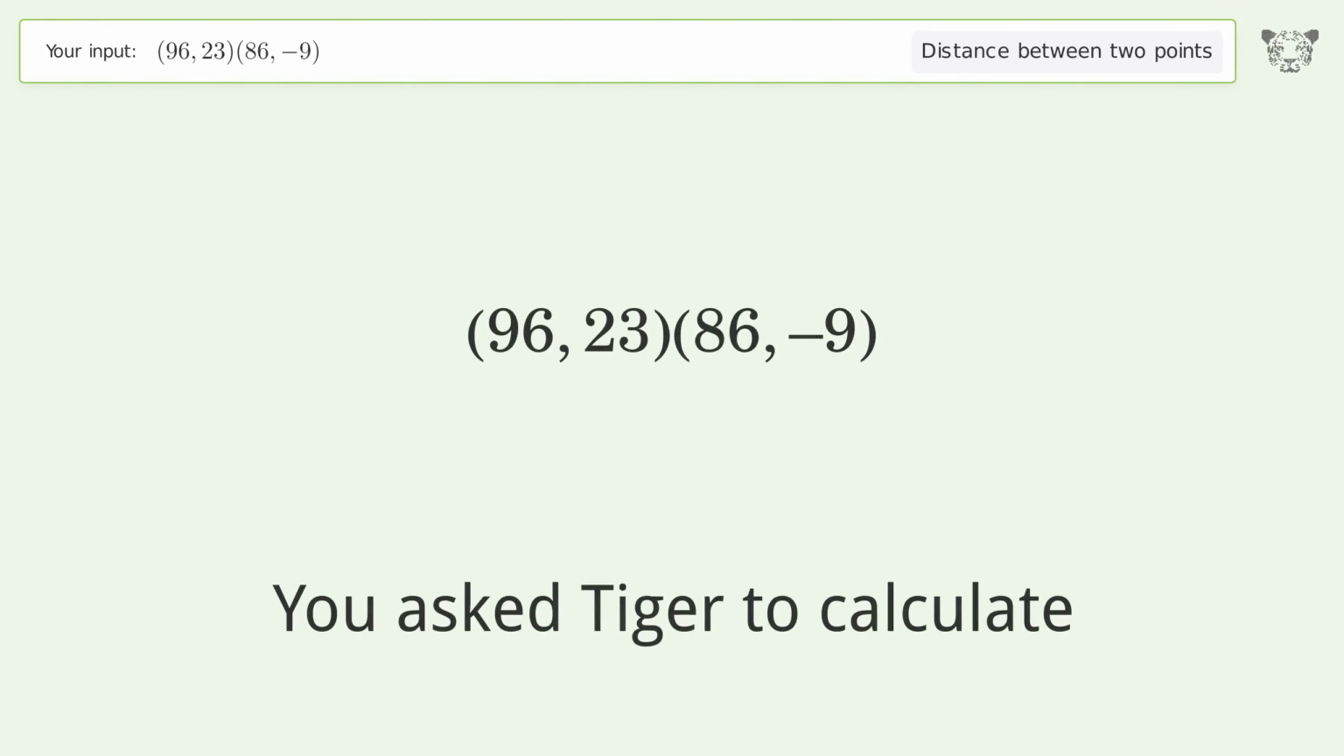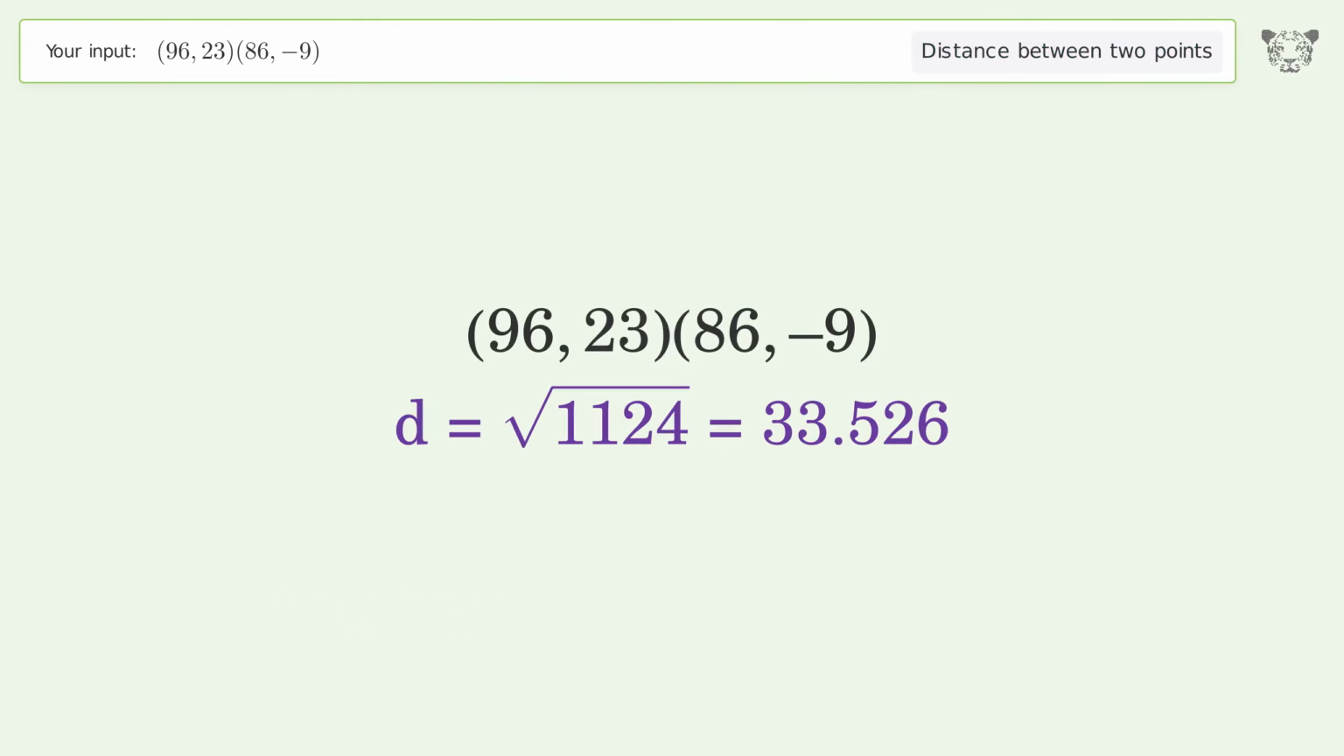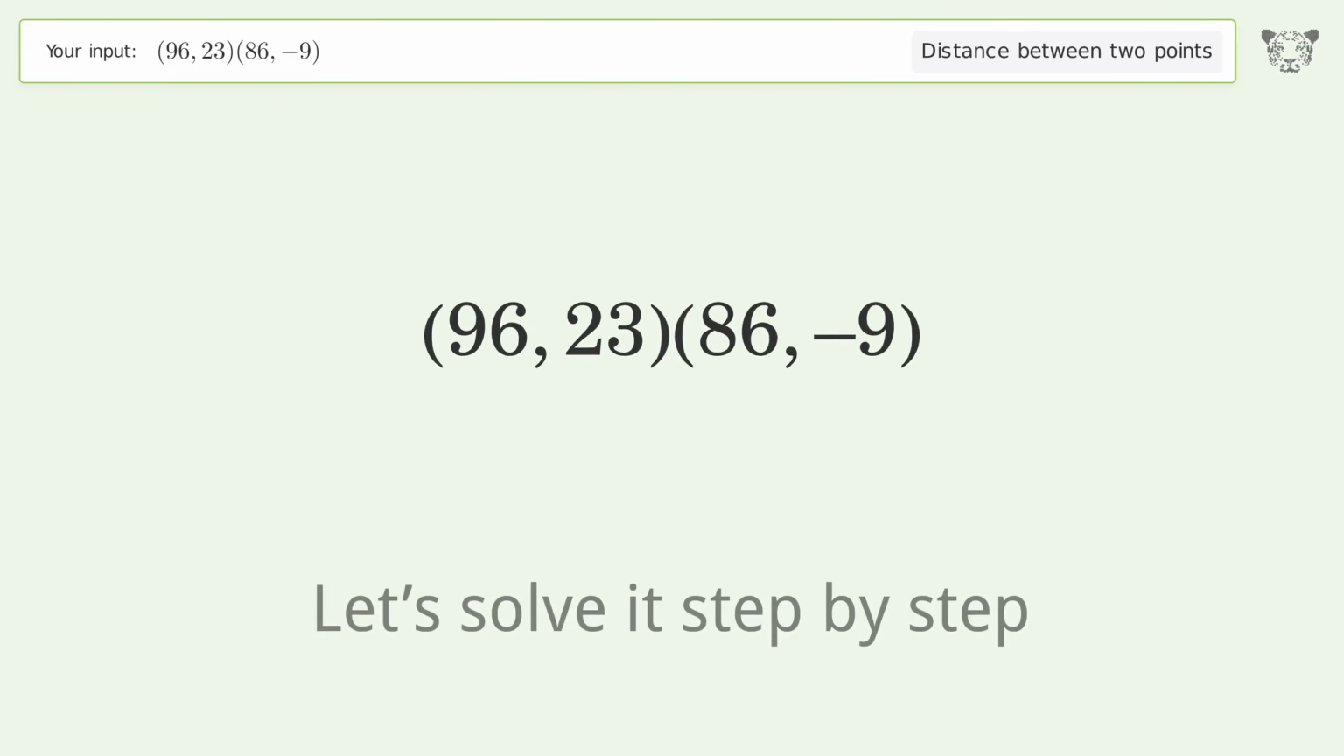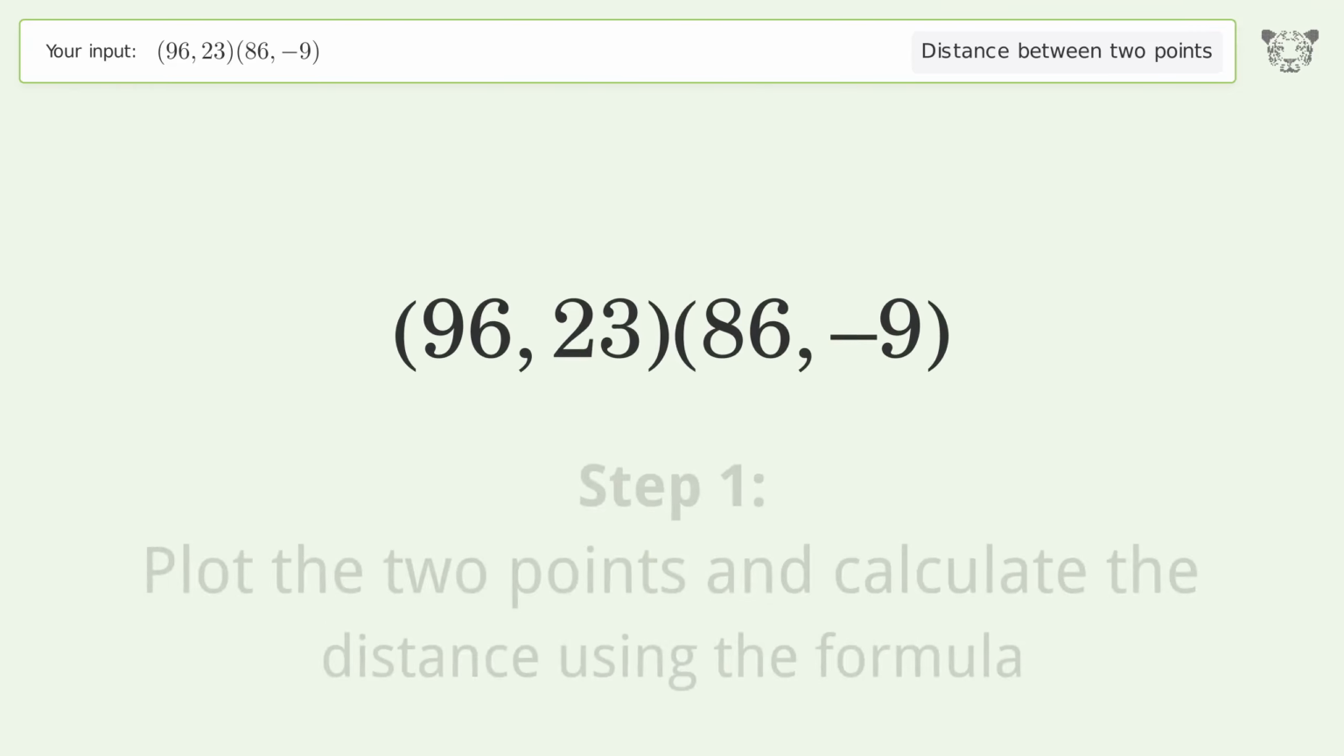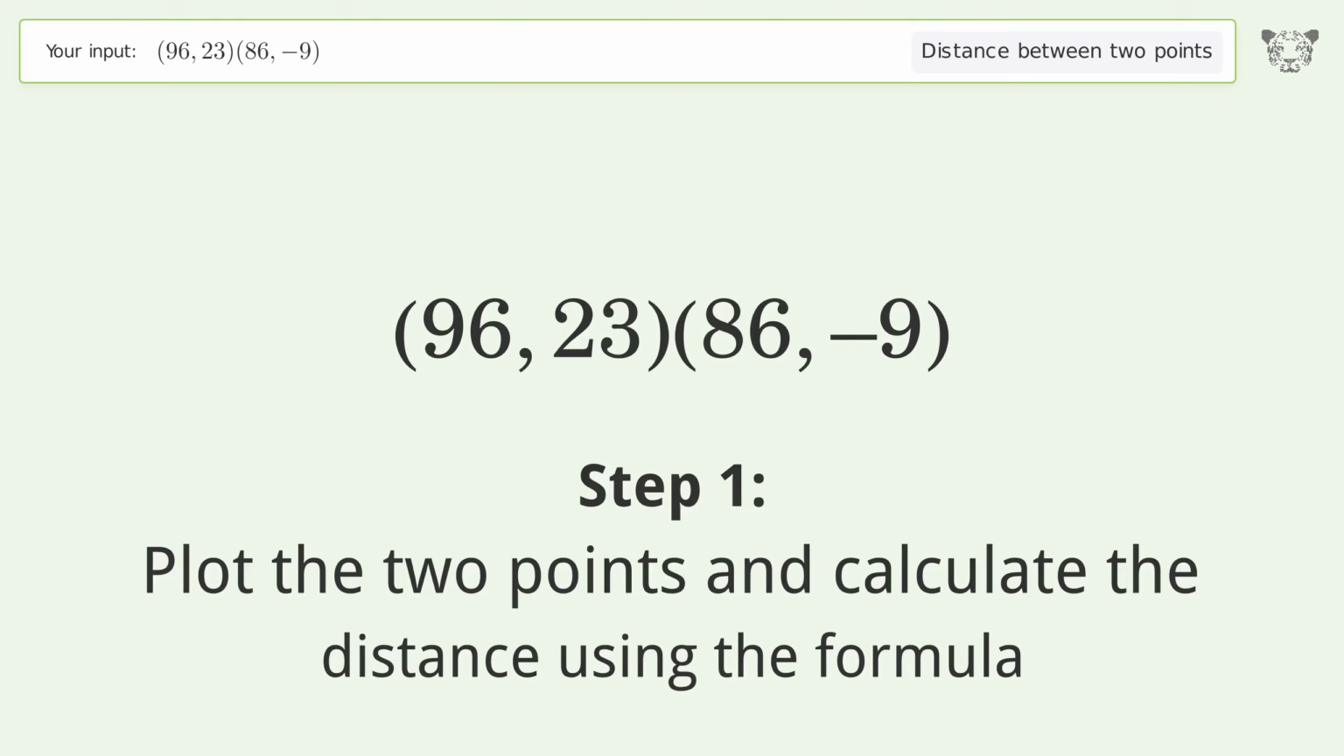You ask Tiger to calculate. This deals with the distance between 2 points. The distance between the 2 points is the square root of 1,124, or 33.526. Let's solve it step by step. Plot the 2 points and calculate the distance using the formula.